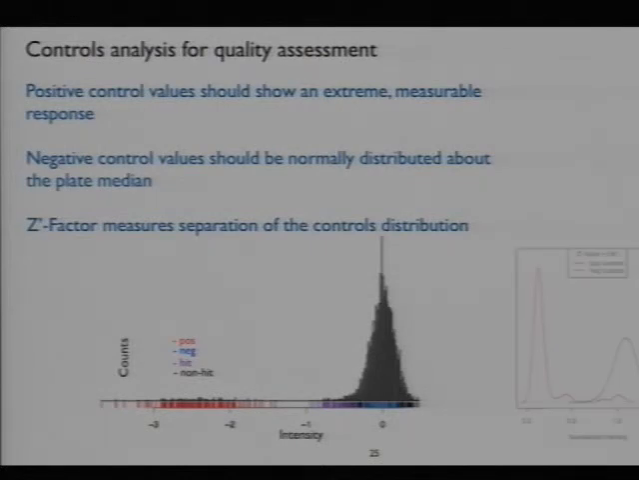In the well plate world, a typical quality assessment is a Z prime factor. And what this does is give you a sense of how separated these two distributions are of the positive controls and the negative controls. And there are quantified values. Z primes less than 0 mean that it's a low quality plate. Between 0 and 0.5 means it's a good one. Between 0.5 and 1 is an excellent quality plate.